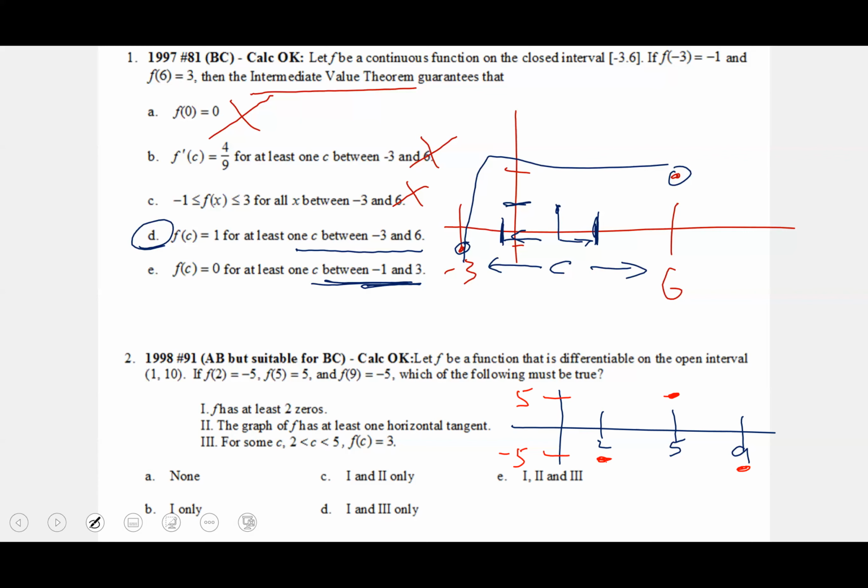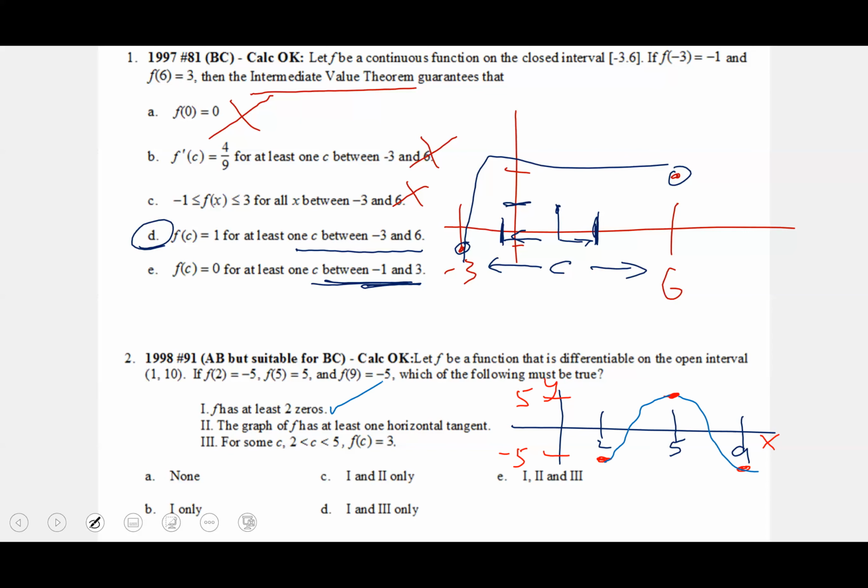Okay, so the first one says f has at least 2 zeros. A zero is any time when we touch the x-axis. Does that have to be true or false? This one must be true. We have to have at least 2 zeros in order to touch all of these points. That's actually the intermediate value theorem twice. The intermediate value theorem guarantees I'll touch 0 at least once between these 2 points, but also at least once between these 2 points. Okay, so this one is true.